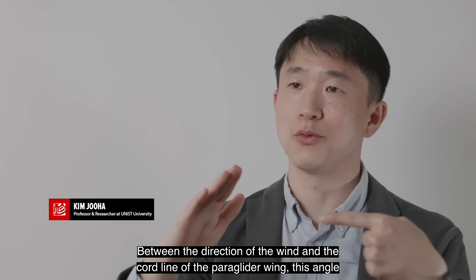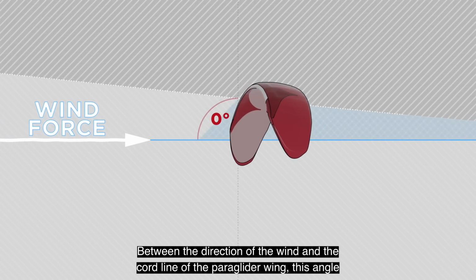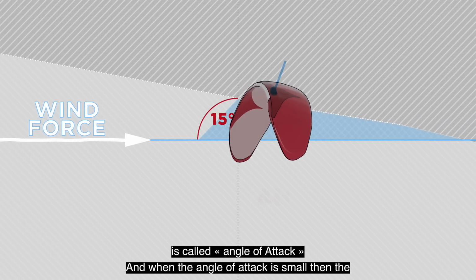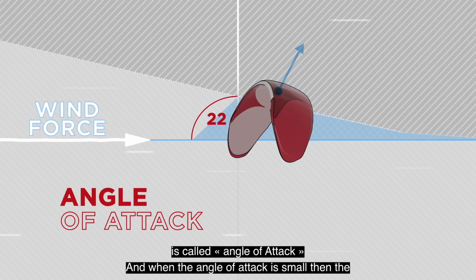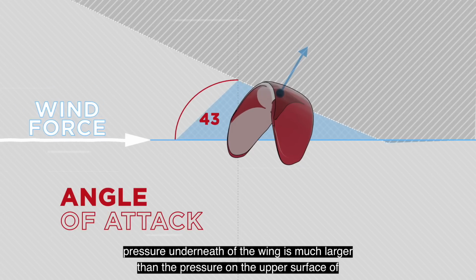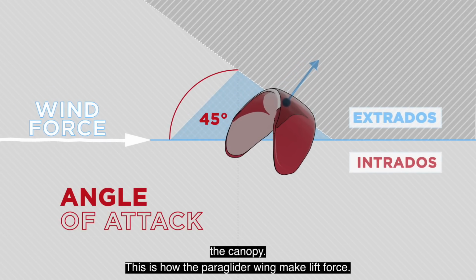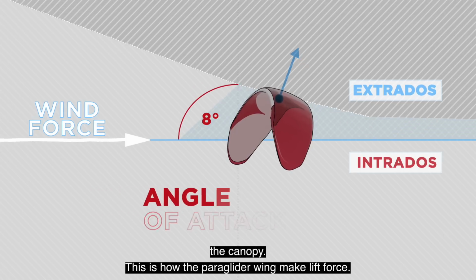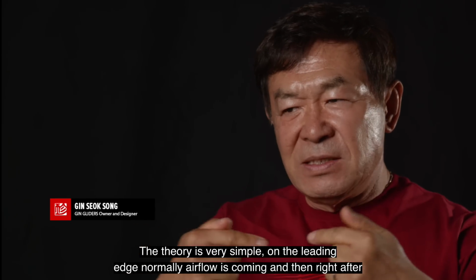Between the direction of the wind and the chord line of the paraglider wing, this angle is called the angle of attack. When the angle of attack is small, the pressure underneath the wing is much larger than the pressure on the upper surface of the canopy. That's how the paraglider wing makes lift force. Okay? The theory is very simple.